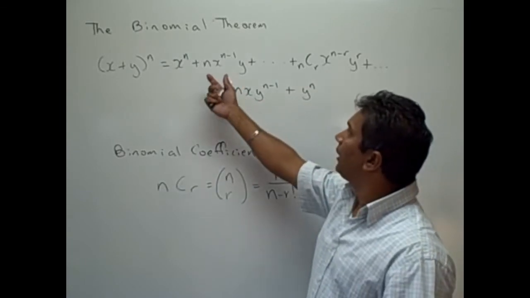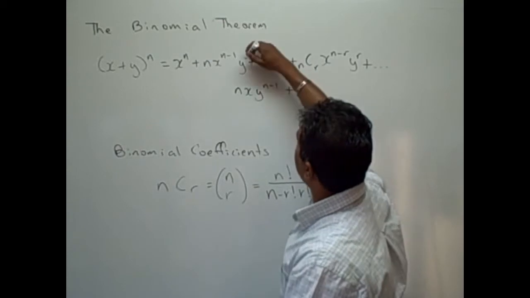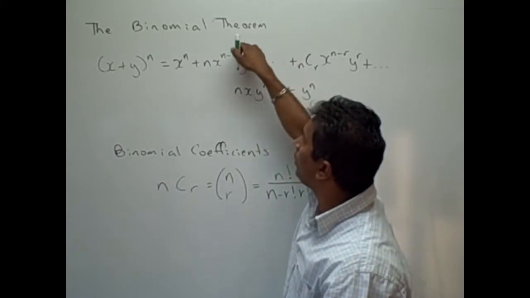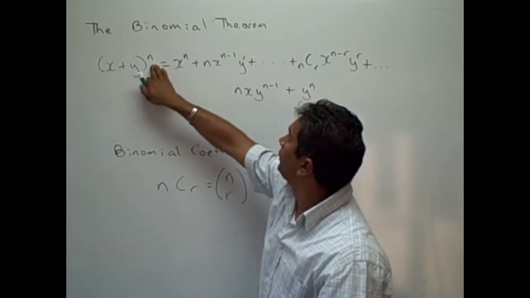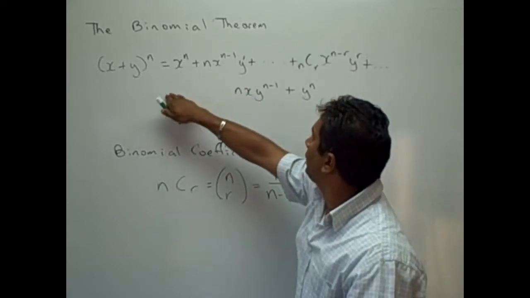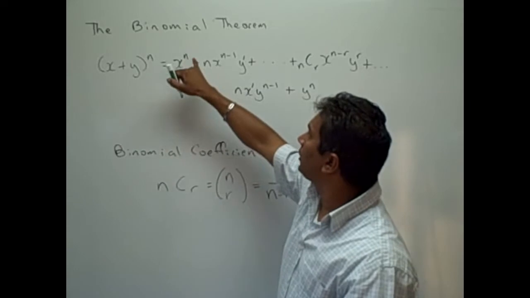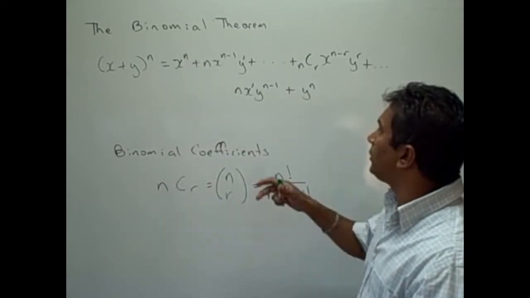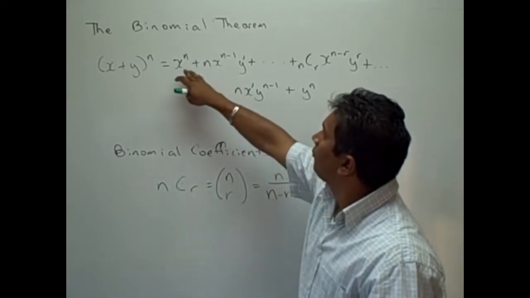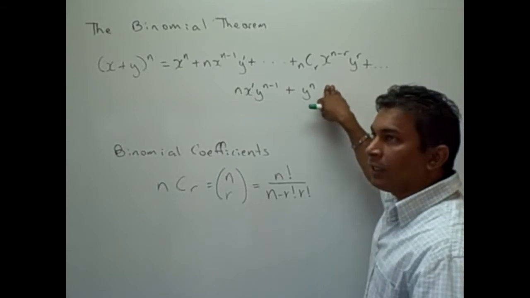We will notice that the exponent on the x and y, in this case y to the 1 and x to the n minus 1, always adds to give us the exponent here. So here we have n minus r, plus r will still give us n. Here we have x to the 1 and y to the n minus 1, which still add. So the exponents on the variables will always add to give us our n. We notice also that the exponent on the x is decreasing and the exponent on the y is increasing.